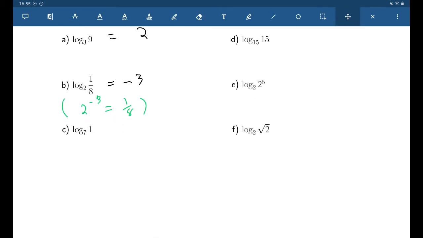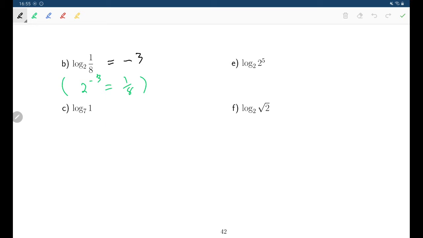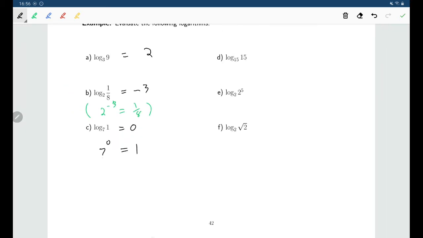Log base 7 of 1: 7 to what power gives you 1? We know that 7 to the power of 0 gives me 1, so that means log base 7 of 1 should be 0. Log base 15 of 15: 15 to what power gives me 15? I know 15 to the power of 1 gives me 15, so log base 15 of 15 should be 1.